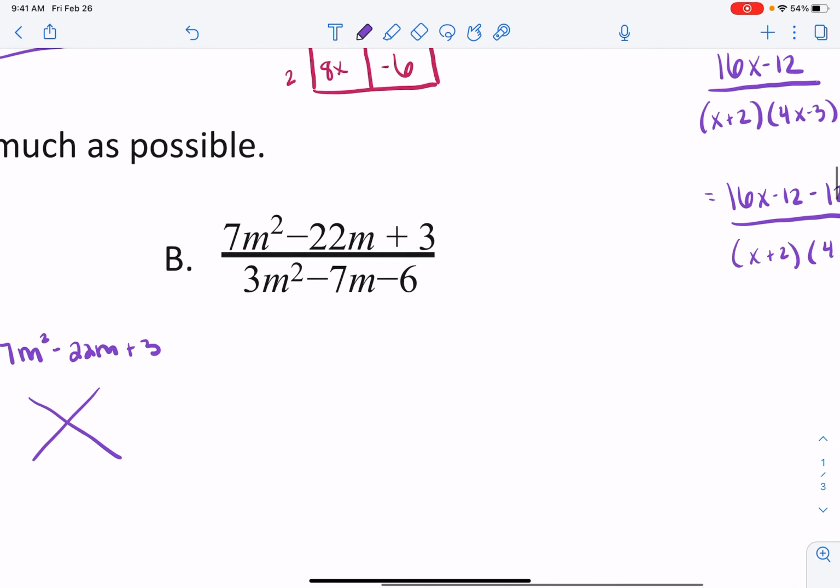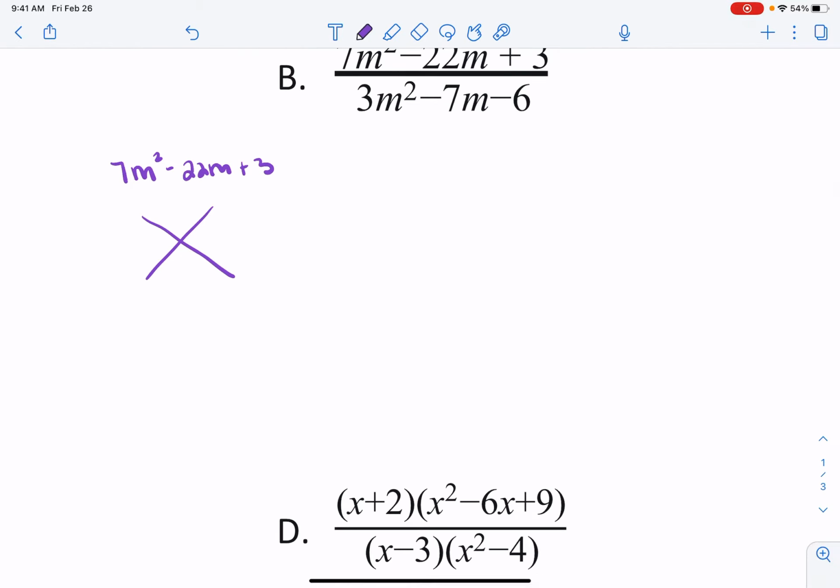So I'm going to put my bx in the middle, so then minus 22m will go right here. And 7m squared times 3, 7 times 3 is 21, so this will be 21m squared. And we have to think what multiplies to be 21 but adds to be negative 22. So I've got negative 21 minus 1, that's negative 22. And negative 21 times negative 1 gives me positive 21. Okay, so I'm going to put minus 21m here and minus 1m here.